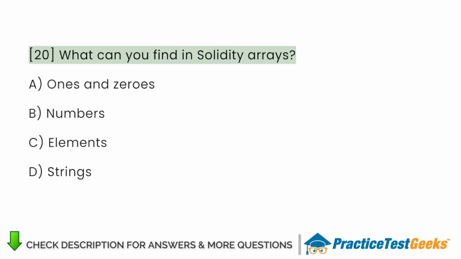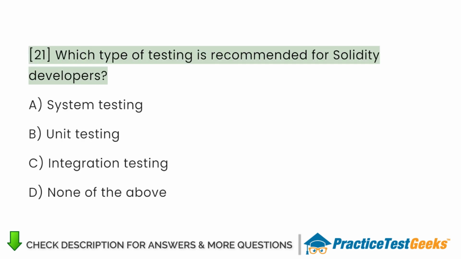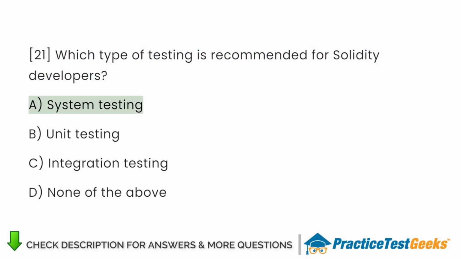What can you find in Solidity arrays? A. Ones and zeros. B. Numbers. C. Elements. D. Strings. Which type of testing is recommended for Solidity developers? A. System testing. B. Unit testing. C. Integration testing. D. None of the above.